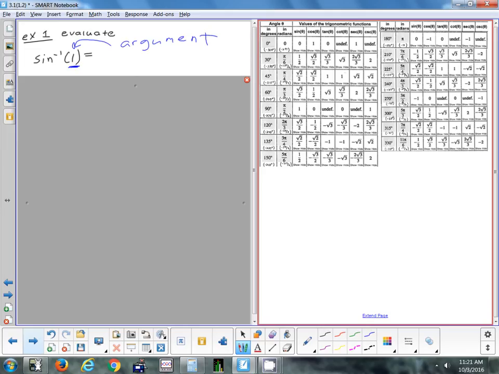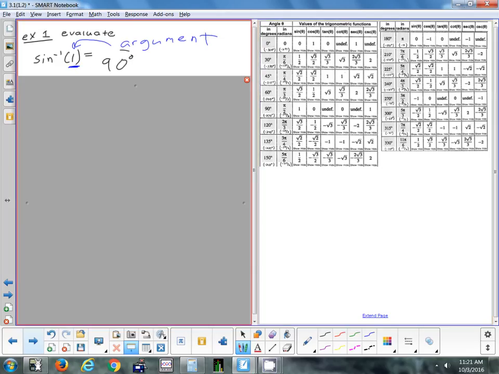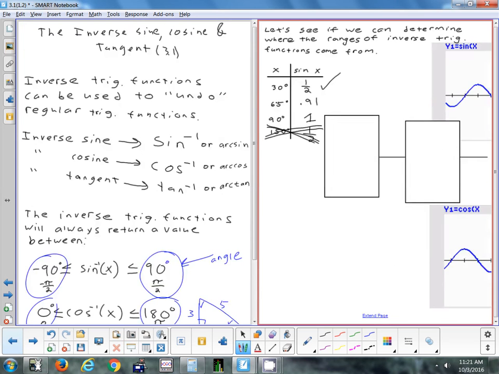So if you go down the sine column, where do you find a 1? Across from what angle? Yeah, across from 90. And that's all we have to do. Now, sometimes you're going to see more than one answer. If I keep going down the sine column, I don't see the number 1 ever repeat. So that one's okay. There is only one answer to pick. If there's 2 answers to pick, remember what we said. You need to pick the one between negative 90 and positive 90 for inverse sine. Cosine is different, but inverse sine is negative 90 to 90.